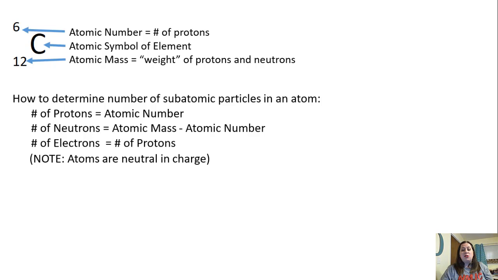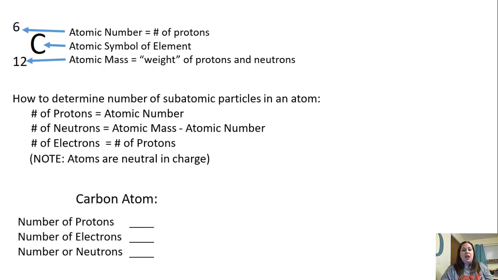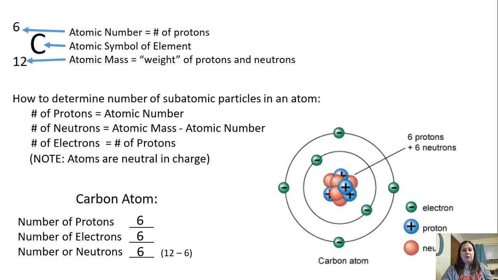Because, guys, atoms are neutral in charge. So let's take a look at carbon again. The number of protons would be 6. The number of electrons is going to equal the number of protons, which is 6. And the number of neutrons is going to be 12 minus 6, which is 6. Okay, so 12 minus 6.